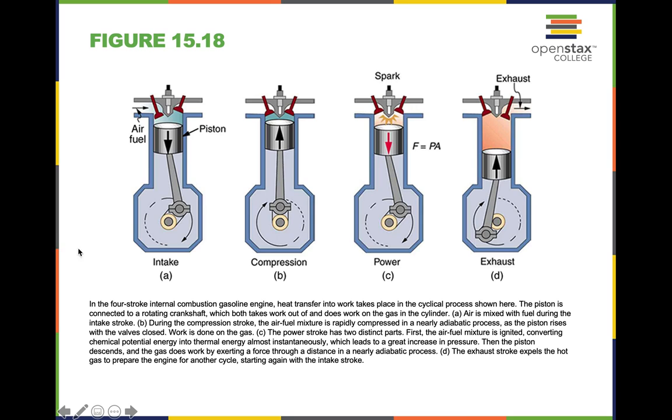So over here we have 4 steps. We have our intake. So here air is mixed with fuel during the intake stroke. For B, we have compression. During the compression stroke, the air-fuel mixture is rapidly compressed in a near adiabatic process as the piston rises with valves closed. Work is done on the gas, so the gas is here.